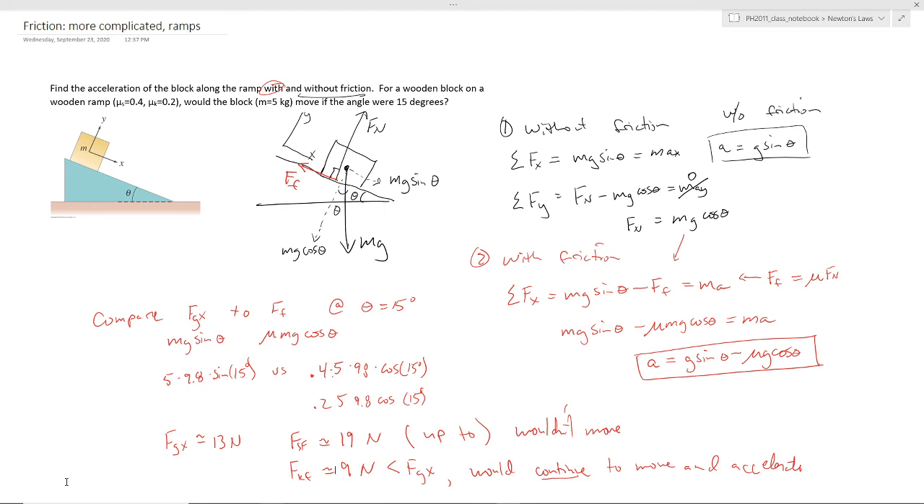So hopefully this helps connect the block on an inclined plane problem that you've seen before to what we're doing now with friction, and helps you see how this adds another aspect to it.